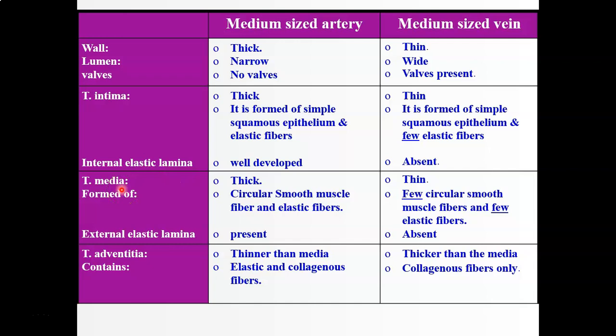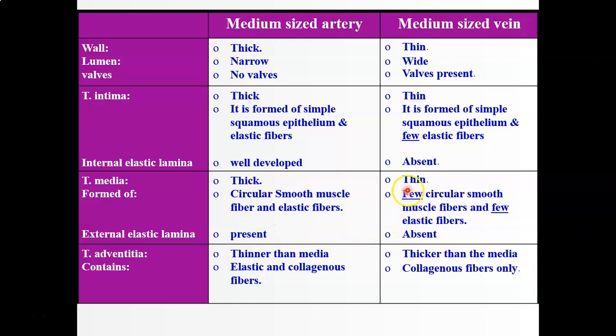Moving to the second layer, tunica media, or the middle layer. In the medium-sized artery, we have thick media formed of circularly arranged smooth muscle fibers and elastic fibers. External elastic lamina is also present in the medium-sized artery.